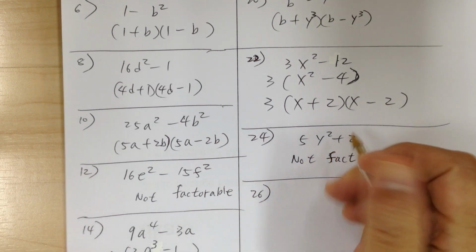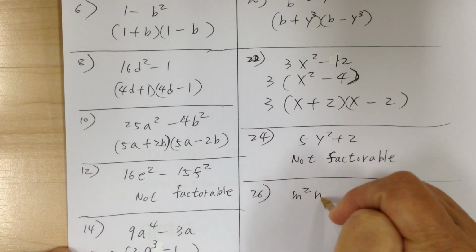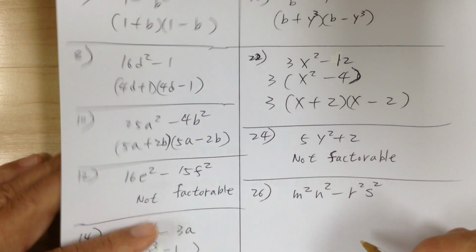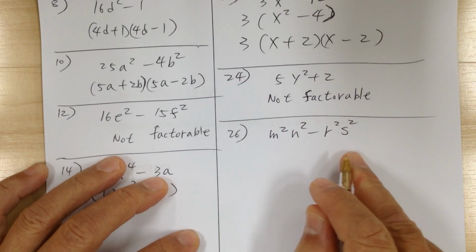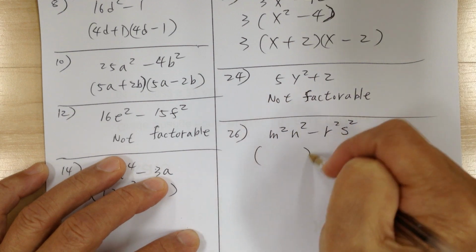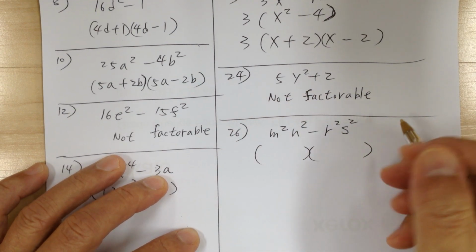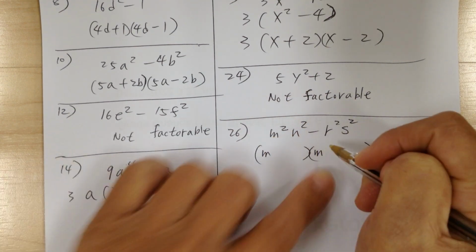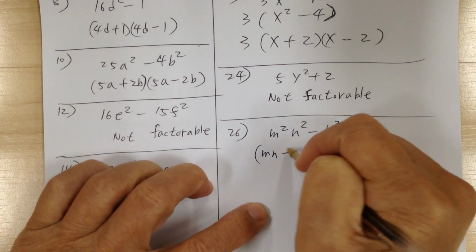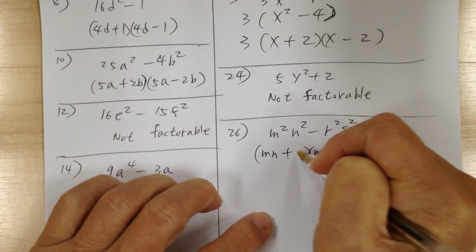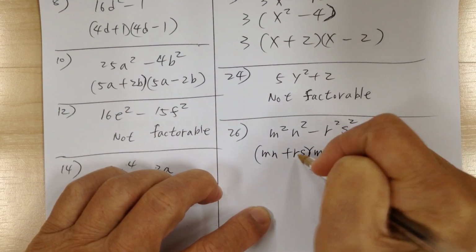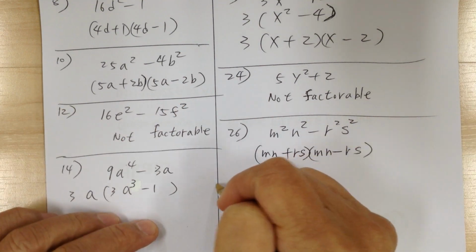Okay, 26. You have m squared n squared minus r squared s squared. So step 1, common factor, cannot. So you go to step 2. Step 2, everything is all perfect square. So this is going to be step 2a. So m times m give you m squared, n times n give you n squared, plus times minus give you minus, r times r give you r squared, s times s give you s squared, and that's it.